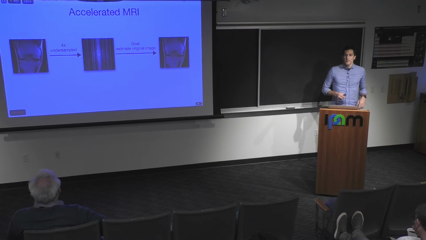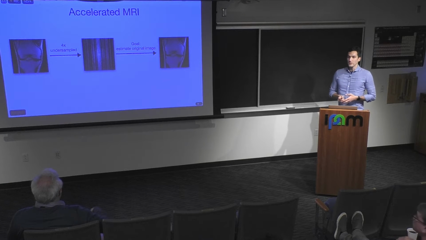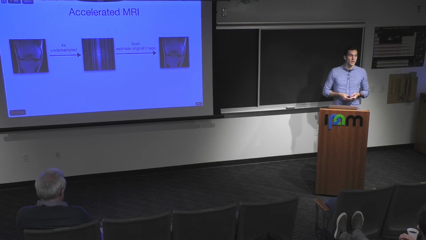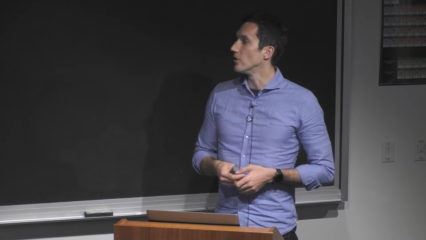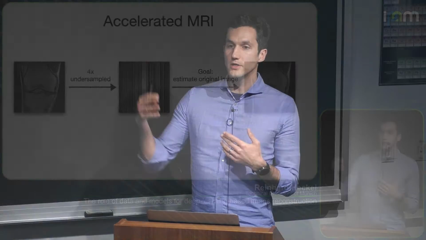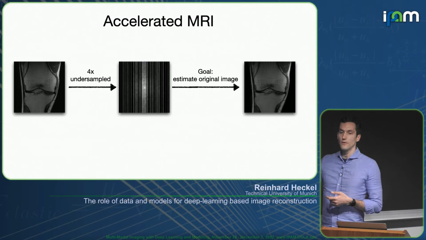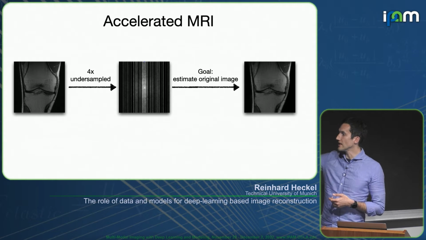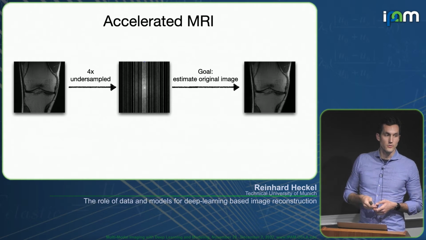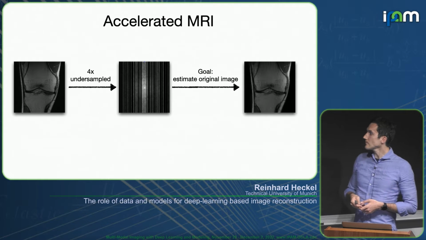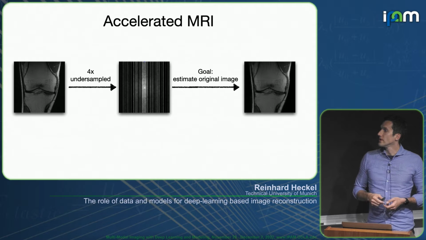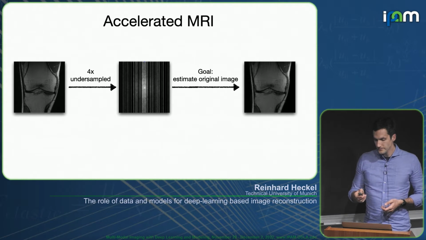All right, so I'm going to focus on accelerated magnetic resonance imaging as an inverse problem, but most of the things I'm going to talk about apply to other inverse problems, for example, in microscopy or denoising, things like that. So the problem is as follows. We have an image, like say a knee, and we collect 4 times undersampled data in this case. The lines are the frequencies that we collect, and the black lines are data that we don't see, frequencies that we don't see. Now the goal is to estimate the original image from this undersampled data.